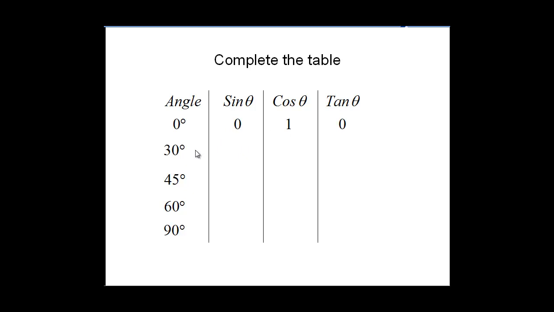For 30, the sine of 30, if you look back at the triangle we did earlier, is 1/2. Cosine of 30 is square root of 3 over 2. And tangent is sine over cosine, so it's 1 divided by the square root of 3. For 45, sine and cosine were both square root of 2 over 2 if you rationalize them. And tangent, if you make a fraction out of those, square root of 2 divided by the square root of 2 makes 1.